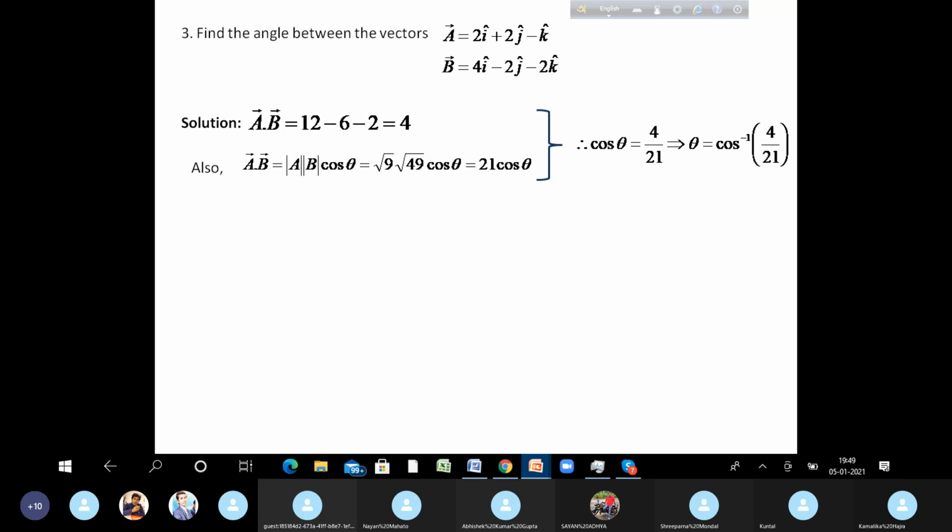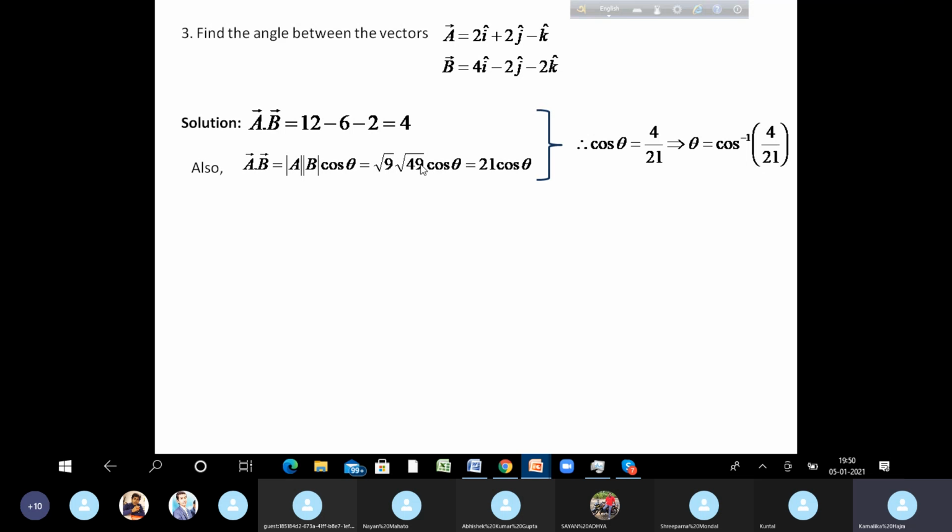Mod of b equals root over 24, ma'am. What? Mod of b? Root over 24. 4 4s are 16 plus 2 2s are 4. So 16 plus 4 is 20. Oh yes, yes, sorry. It will be root over 24. Then probably I have typed b wrong. Okay.